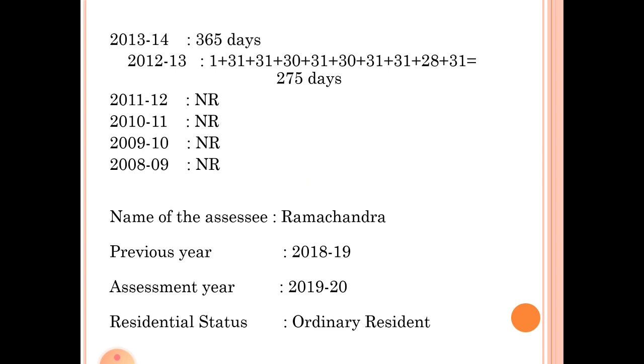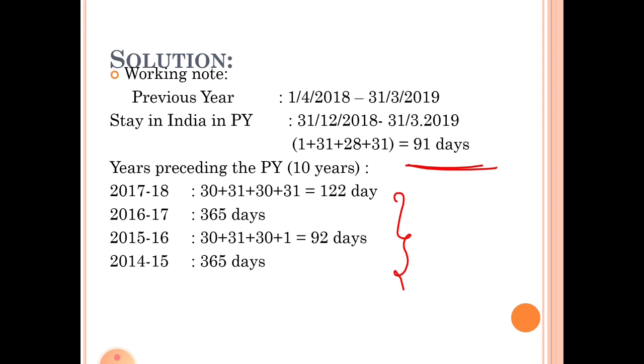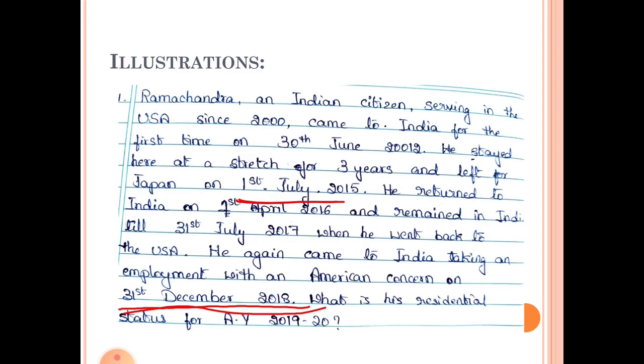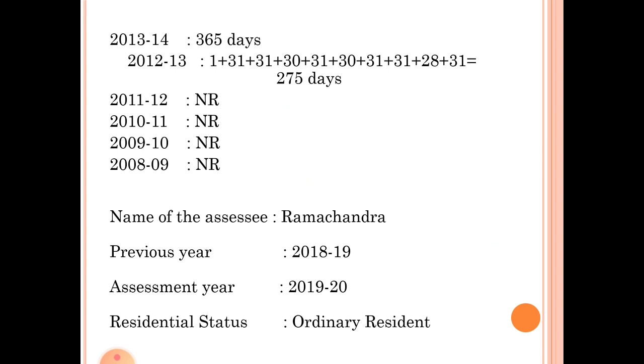for 275 days, that is from 30th June 2012 to 31st March 2013 he stayed for 275 days. And in rest of the previous years he is non-resident because he stayed in USA from 2000. So for last 2 years he was in the USA.